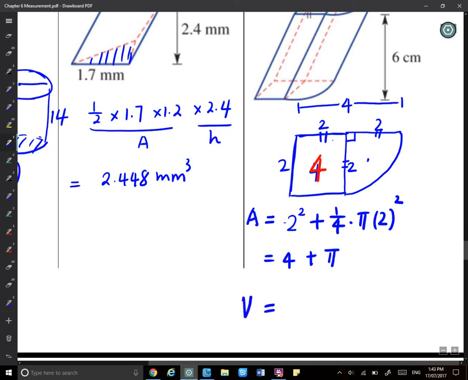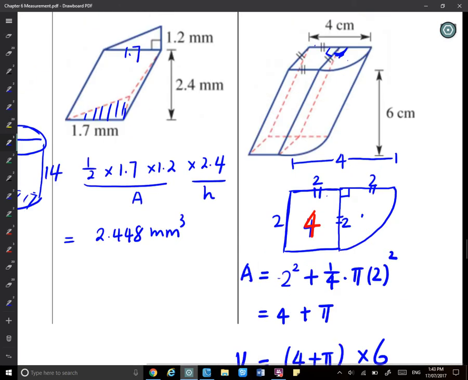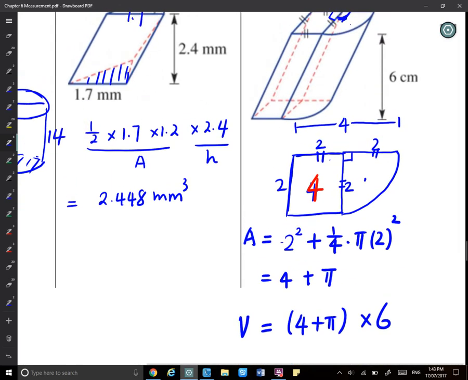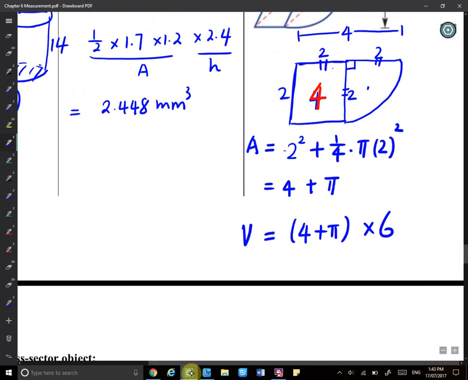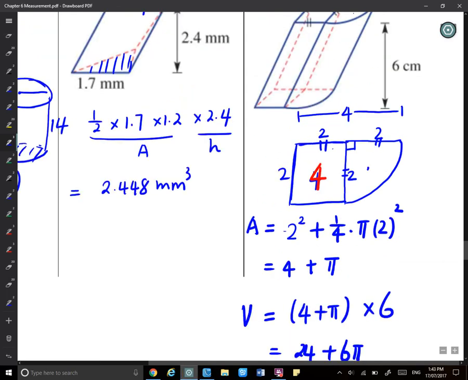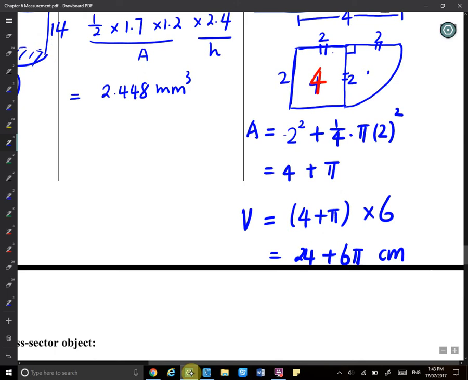The volume equals the area times the height, which is 6. The height is 6 here, it's given to you. That is 24 plus 6 pi, centimeter cube.